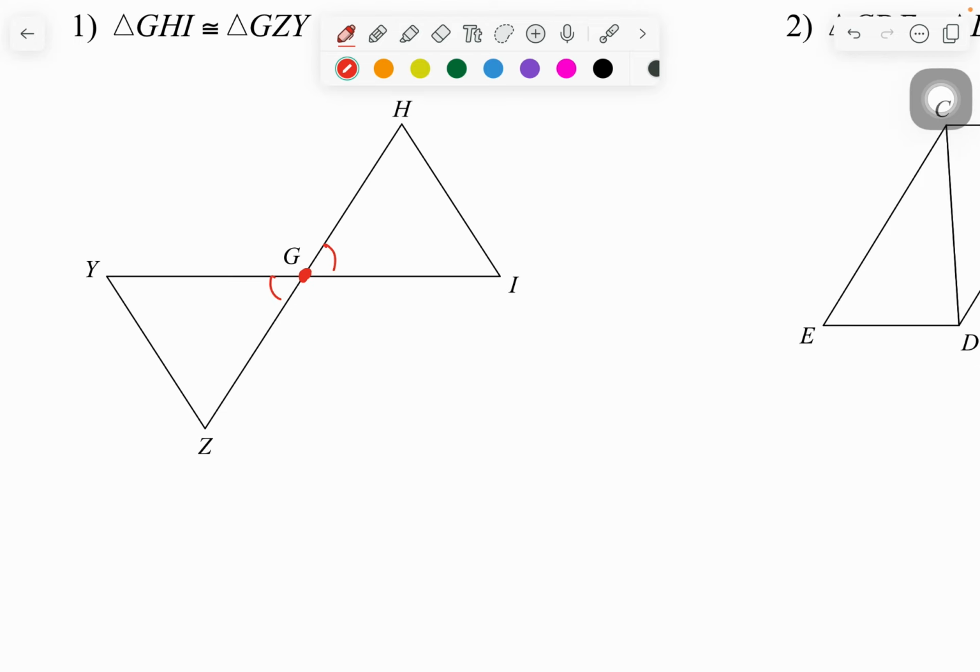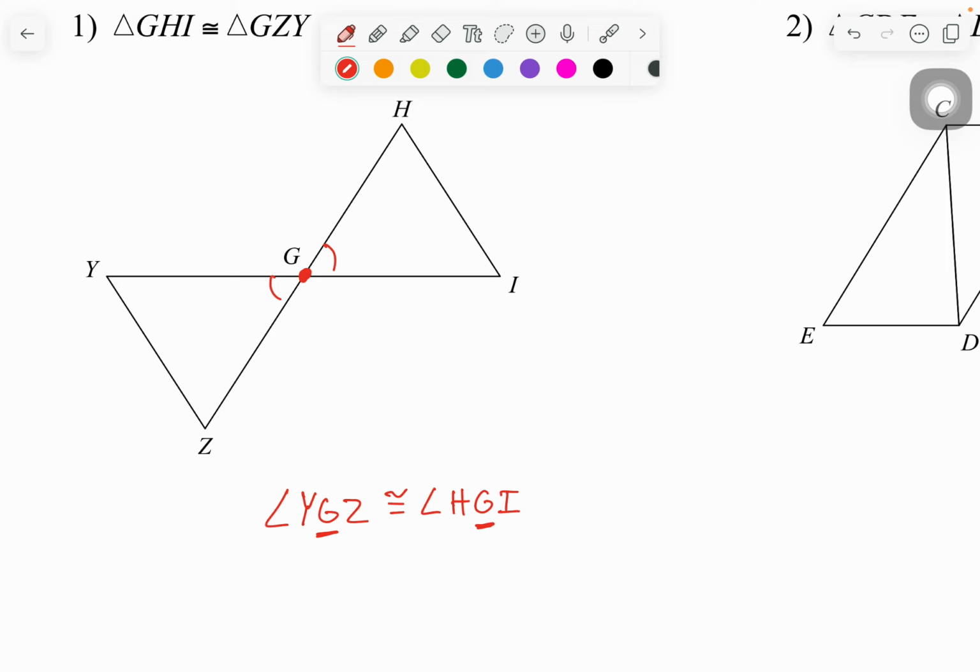The G needs to be in the middle. So angle YGZ is congruent with angle HGI. Okay? So you notice how I have the G in the middle there. So those are the vertical angles. So that's all we're doing.